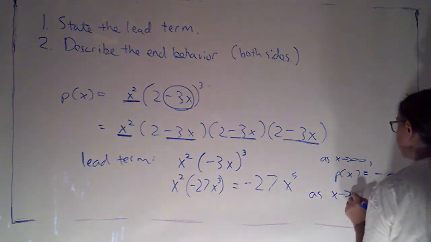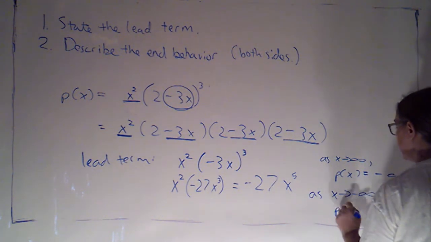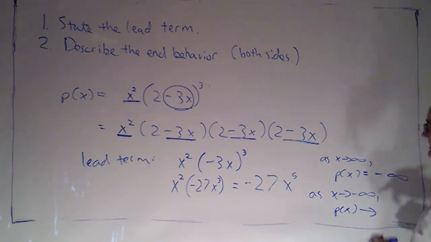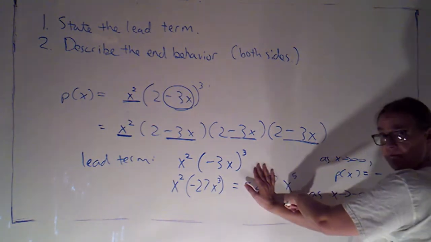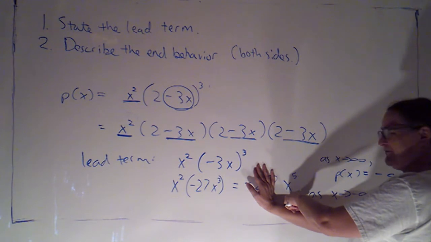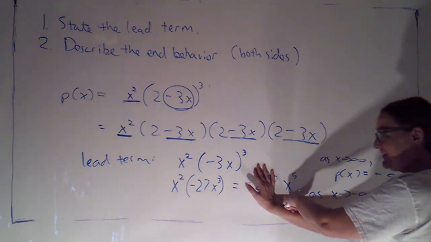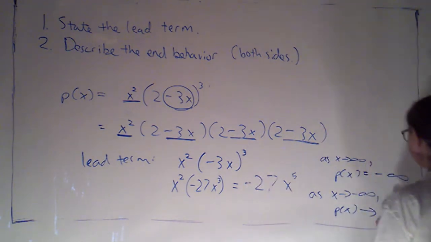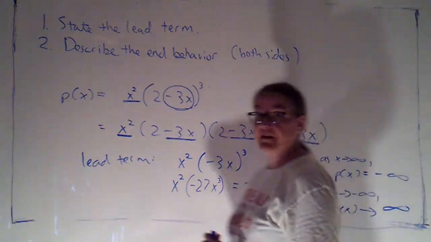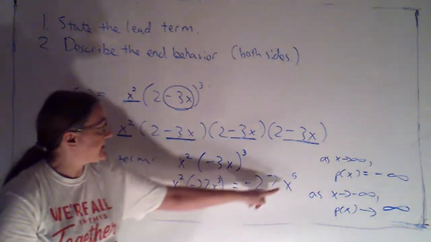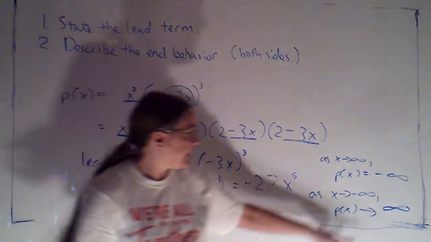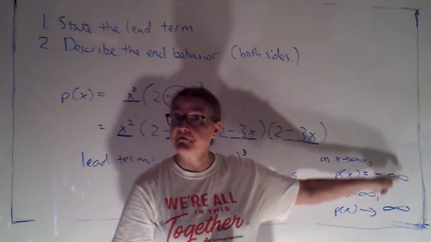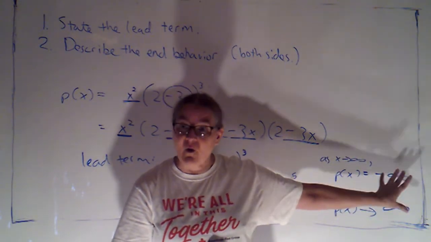As x goes to negative infinity, p of x, let's see, now it's an odd power going to negative infinity. Odd powers would go to negative infinity. Multiplying by a negative will change that to give us infinity. Notice my lead term was an odd power, and I got opposite results for the end behavior. That's always going to happen.